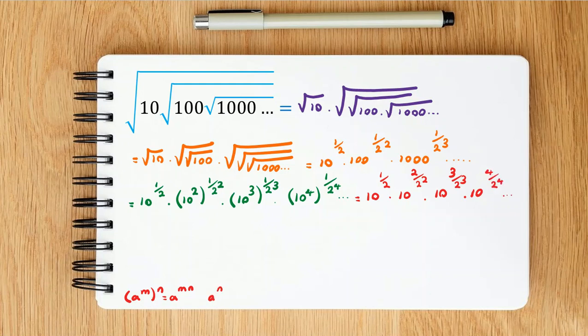The next thing is that a to the m times a to the n is a to the m plus n. So it is equal to, let me write, 10 to the power of 1 over 2 plus 2 over 2 squared plus 3 over 2 cubed plus 4 over 2 to the 4 and so on. So we should calculate this power, and it is a famous problem. We can solve it with derivatives, but here I want to solve this problem with basic things, okay?